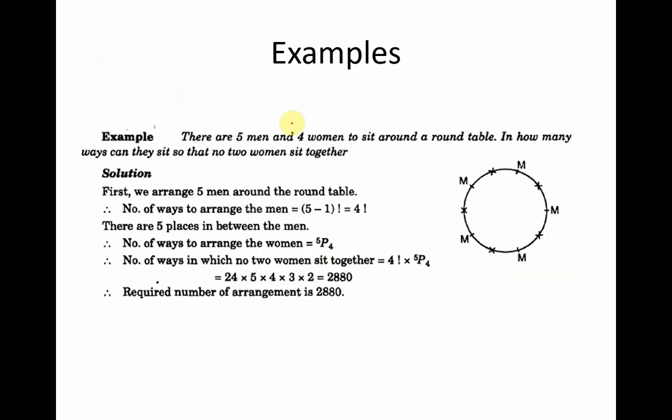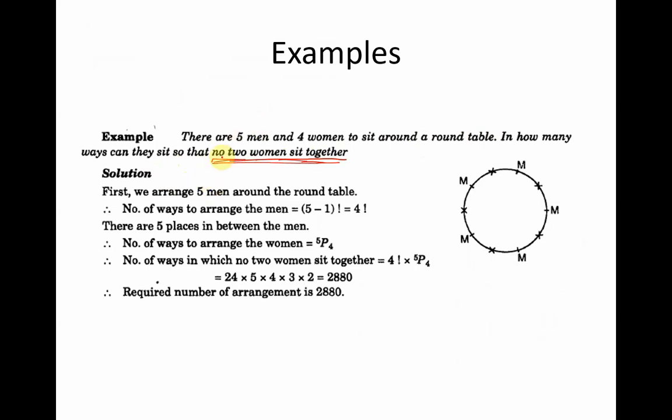If there are 5 men and 4 women to sit around a round table, in how many ways can they sit so that no 2 women sit together? No 2 women. Now this again is a problem where I put in a condition that 2 women cannot sit together. The easiest way to do this is to first arrange all the men and then use the spaces between the men to seat the women.